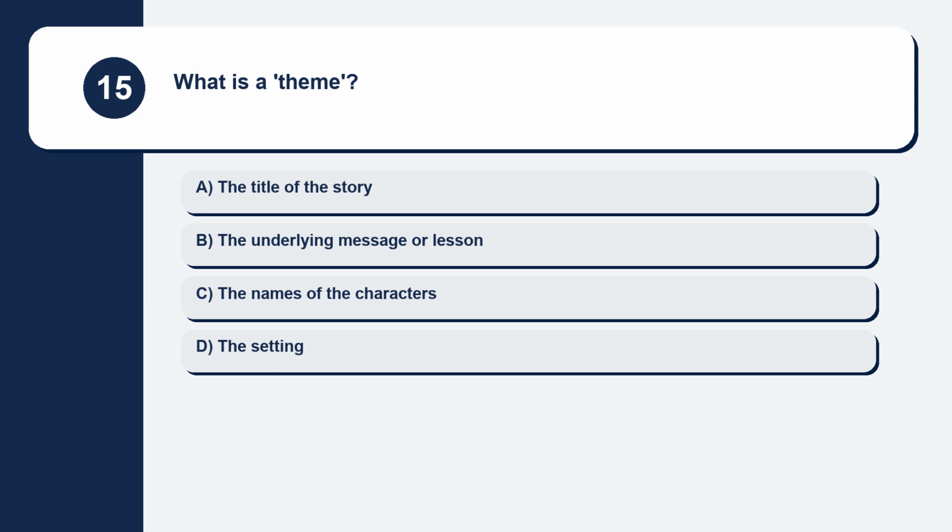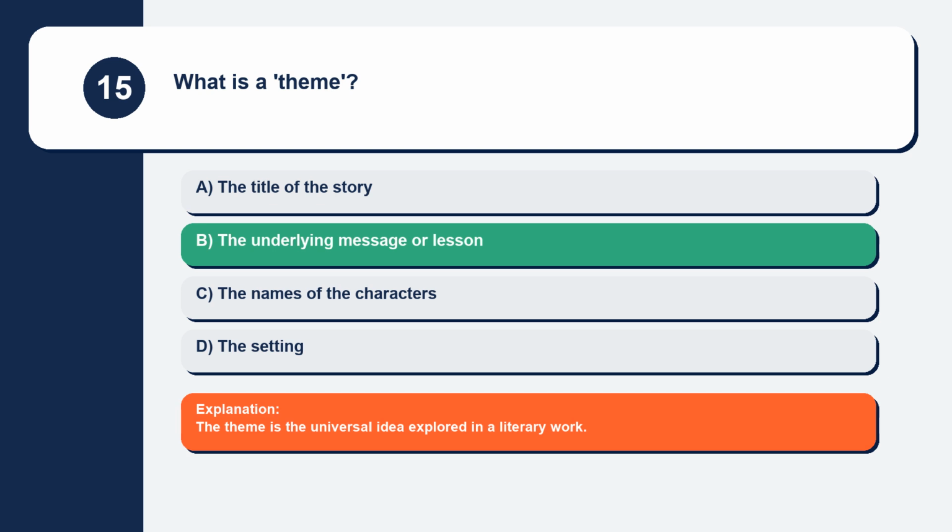Question 15. What is a theme? The title of the story. The underlying message or lesson. The names of the characters. The setting. The theme is the universal idea explored in a literary work.